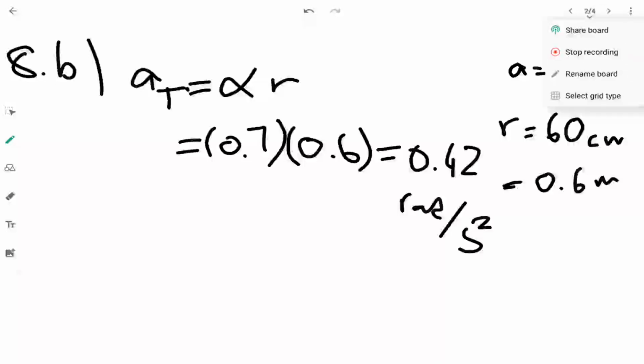For number 8 part C, they want you to find the magnitude of the normal component of the acceleration at t equals 4. The normal component of the acceleration is the one which is responsible for changing the direction. I'm gonna give you a few seconds to answer the question and then I'm gonna come back.